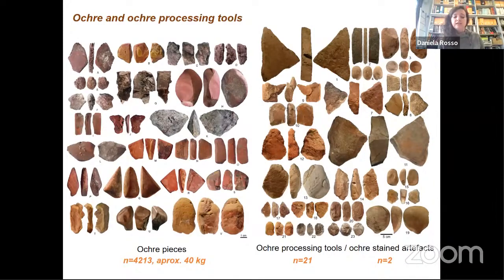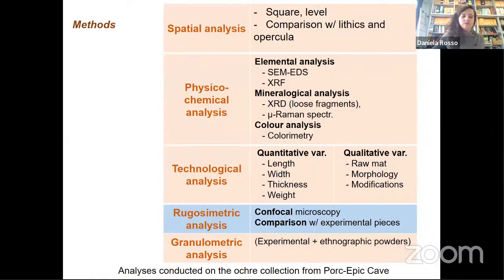The ochre collection at Porcupine Cave includes more than 4,000 ochre pieces, 21 ochre processing tools, and 2 ochre stained artifacts that are curated at the National Museum of Addis Ababa. Here we will focus on the ochre piece collection, obviously. So as you can see in this table, to analyze this assemblage, we have tried to combine classic archaeological methods, such as, for example, spatial analysis and technological studies, with a more experimental approach that includes surface analysis, which is the aim of this presentation. And we also conducted a granulometric analysis, and we characterized the elemental and mineralogical composition of these ochre pieces. But we will only briefly mention these results.